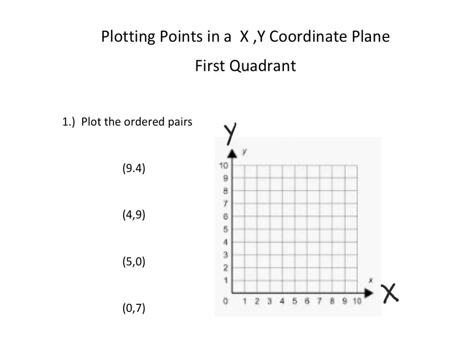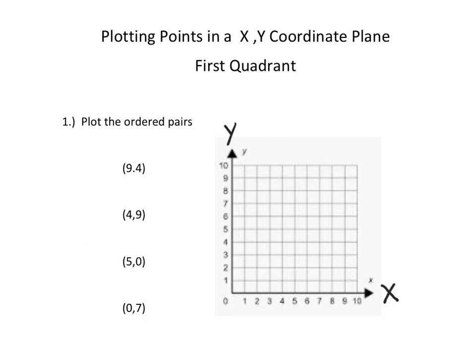A coordinate plane is a two-dimensional plane that is formed by the intersection of a horizontal line, which is the x-axis, and a vertical line, which is the y-axis. The x-axis goes from side to side, and the y-axis goes up and down.